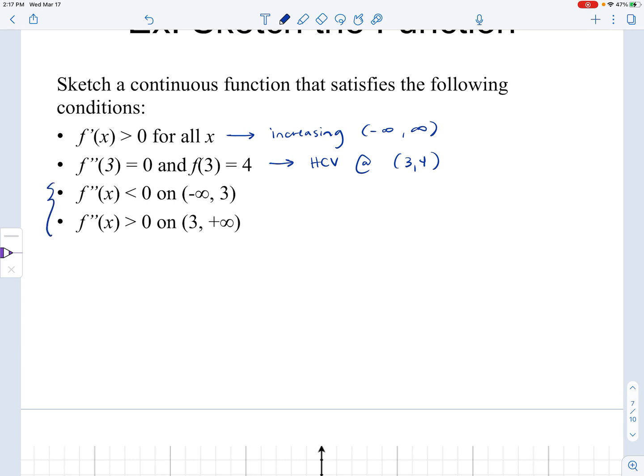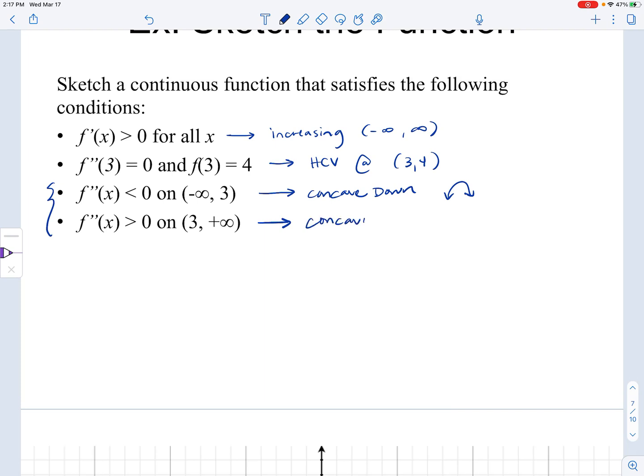So it's a potential point of inflection. And then the next two lines are giving us information about the second derivative. In that third line, it says f double prime of x is less than 0 on the interval from -infinity to 3. So that tells us on that interval, the graph will be concave down. Looks like a frown.